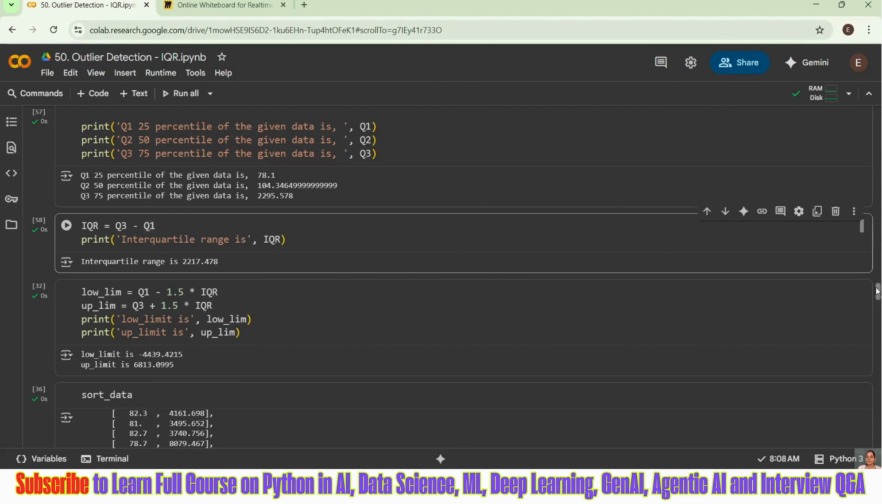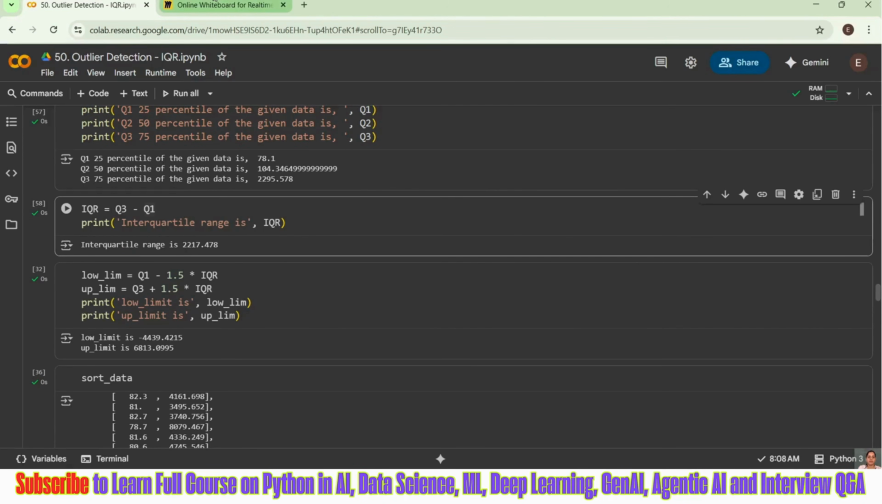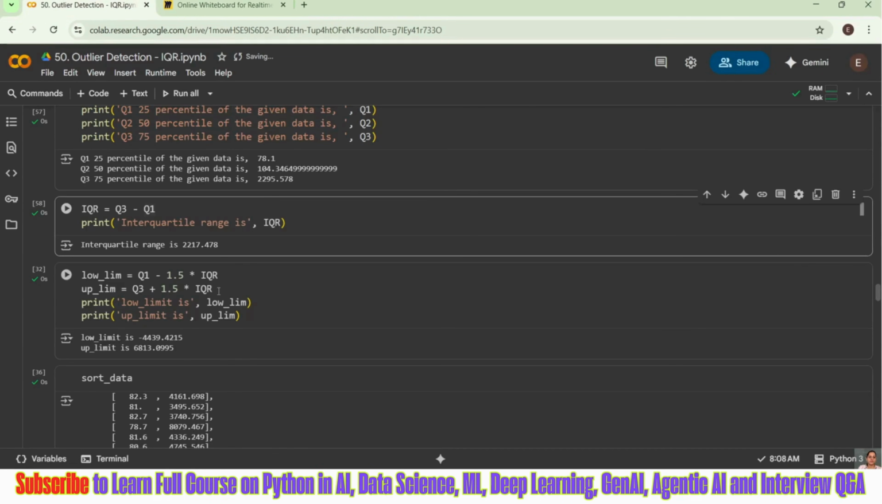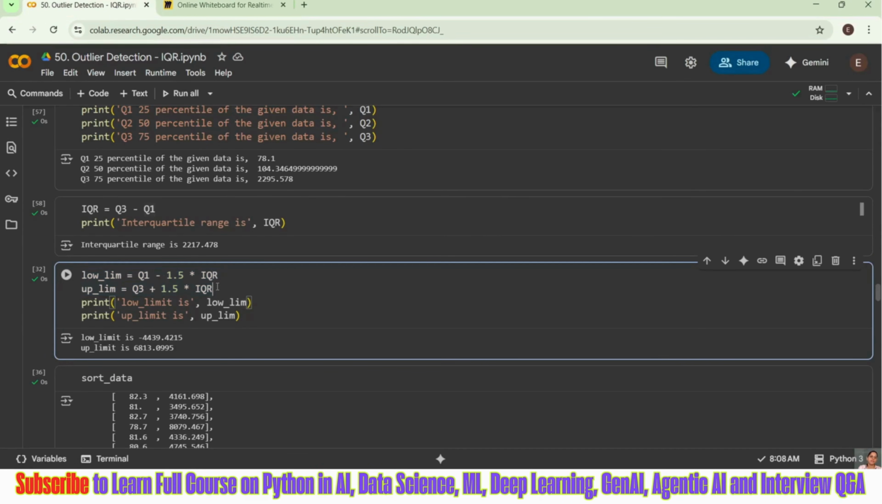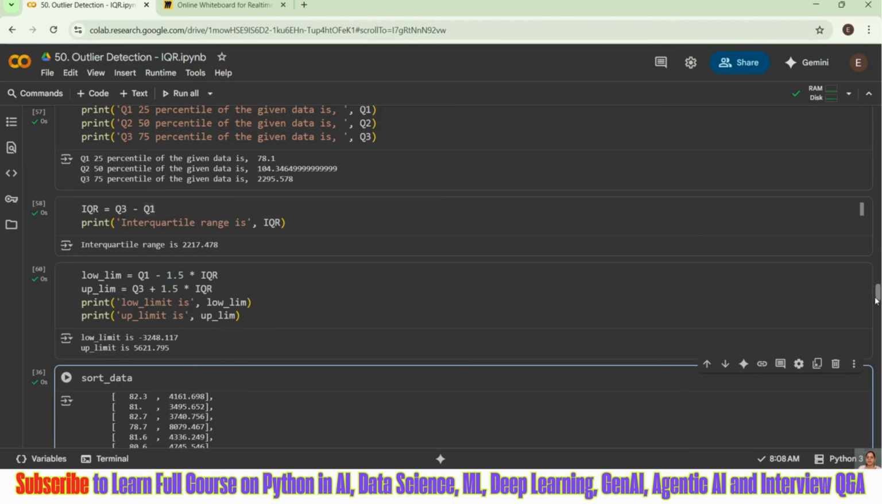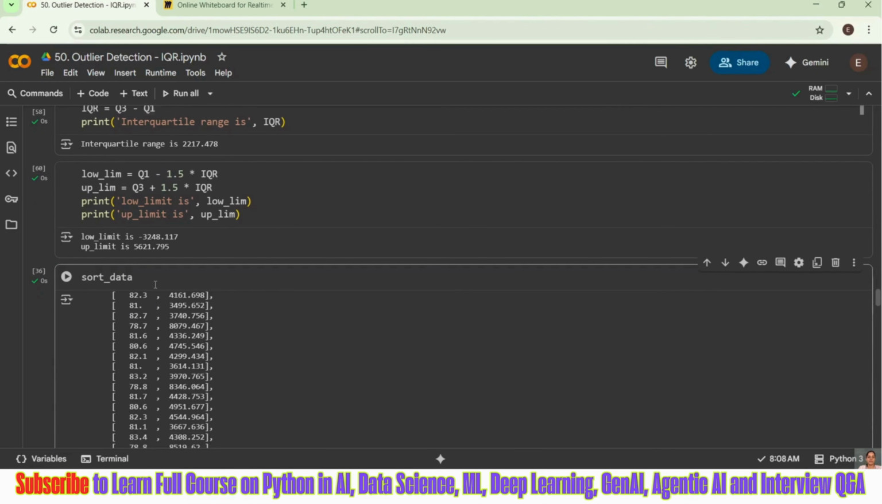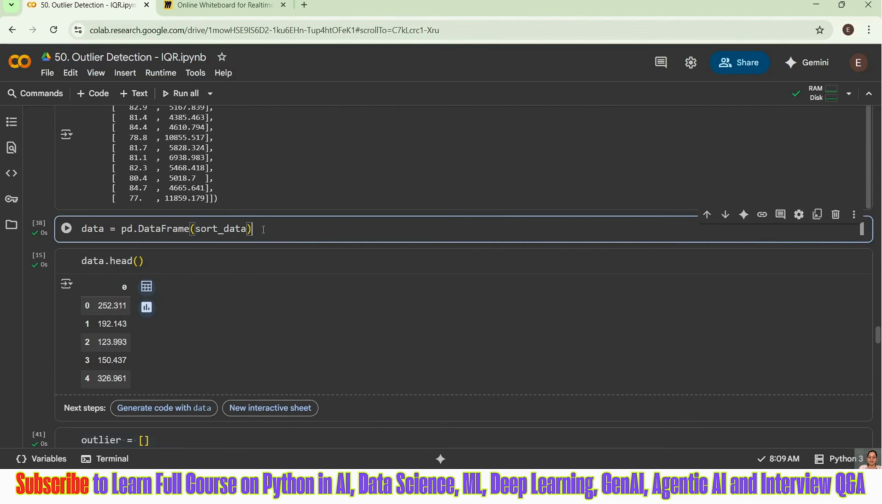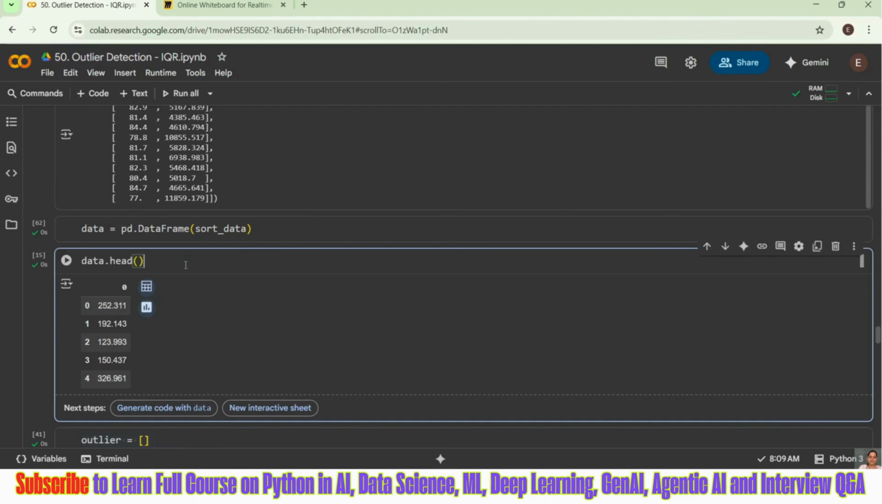Okay. Now, what is the next step, guys? If I get back to the whiteboard, you can see I have to calculate the maximum value and minimum value, right? So, the same thing, I got the low limit and up limit. Low limit is Q1 minus 1.5 into IQR. Up limit is Q3 plus 1.5 into IQR. And I'm printing them. This is what I'm getting. Now, I'm again printing my sorted data, and I am keeping that in a data frame.